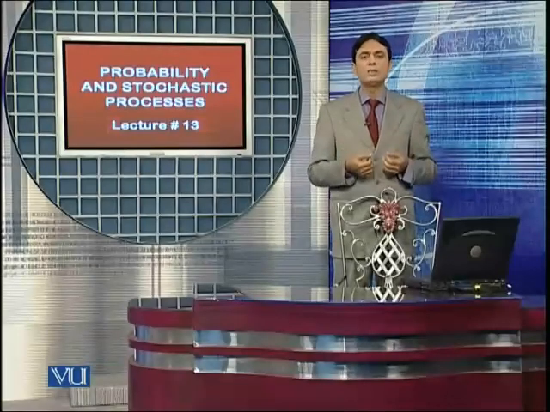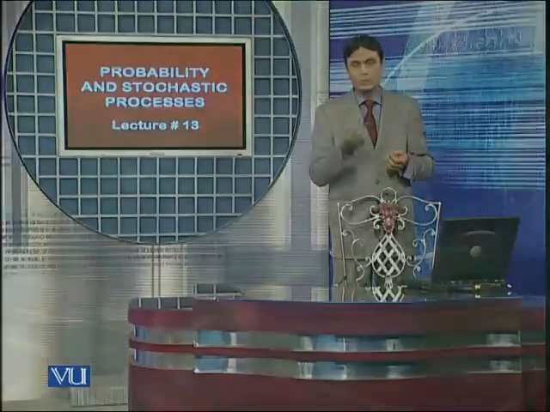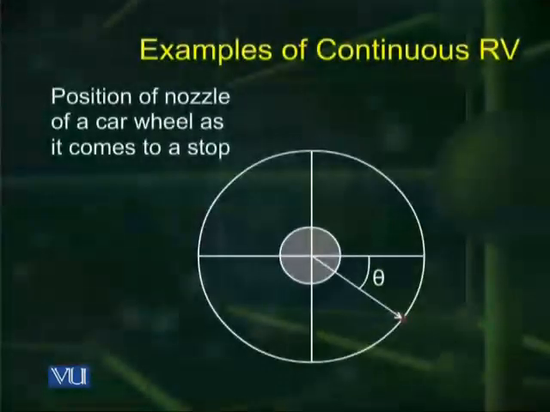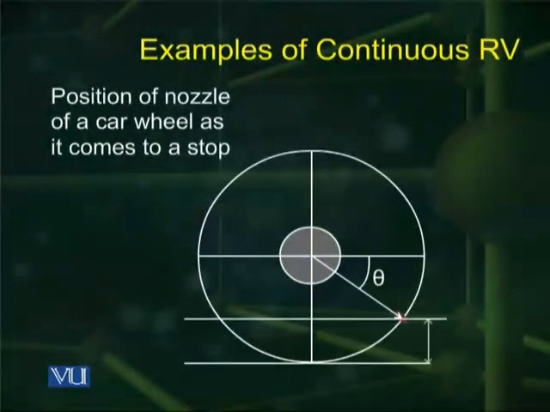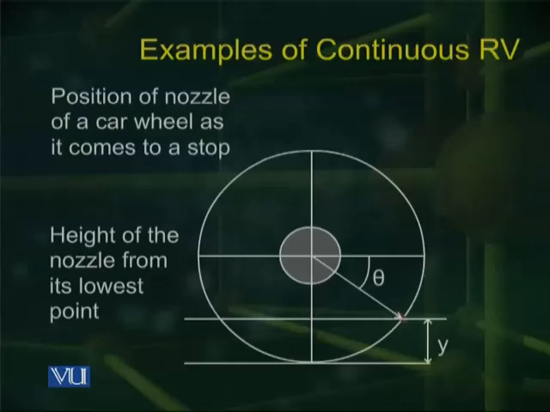There is another observation that you can make in this experiment. Suppose when you stop the car, you get down and you see the position of the nozzle, but you observe the height of the nozzle from the lowest possible point. Suppose this is the wheel, and if the nozzle is at the bottom, that is the lowest possible point. Then the nozzle can be anywhere on the periphery of the wheel, and if it is here, then the vertical distance between this point and the point passing through the lowest point is your observed random variable.